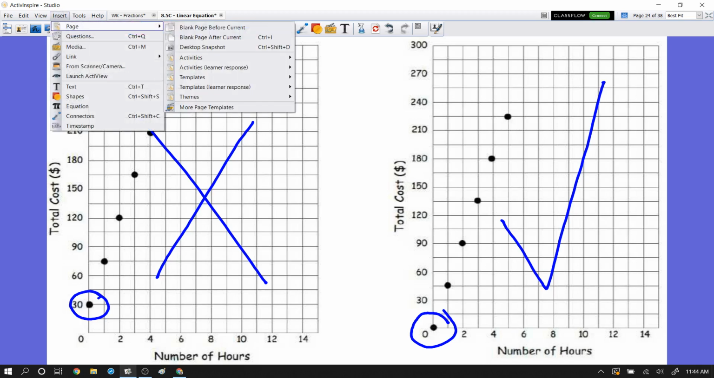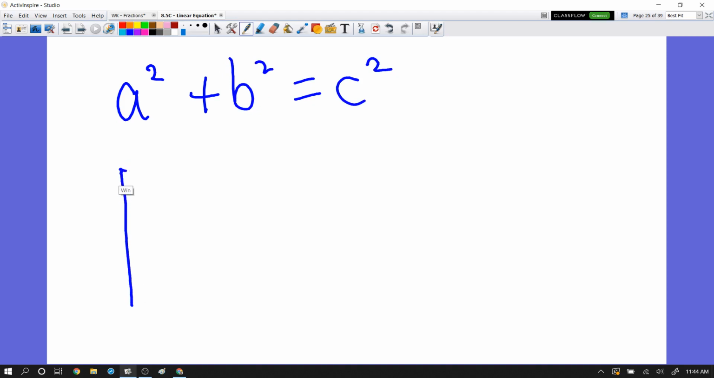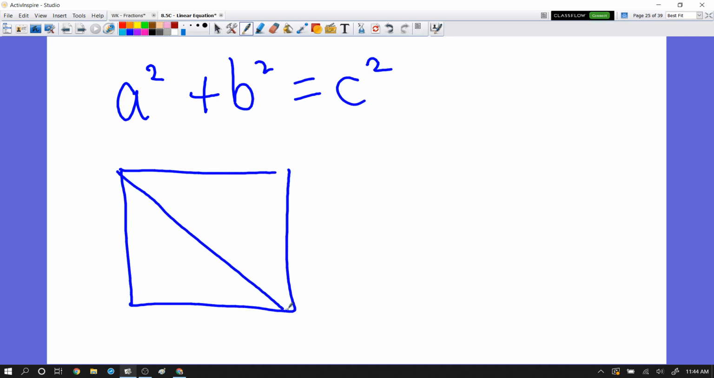So what about this Pythagorean theorem thing? There is a formula, a squared plus b squared equals c squared. Anytime that you have a quadrilateral and you cut it in half, you're looking at two right triangles. The sides that are adjacent to each other are going to be your A and your B, and there's your right angle. Your right angle will always point at your hypotenuse, which is C. So A and B are called legs, and C is called the hypotenuse.